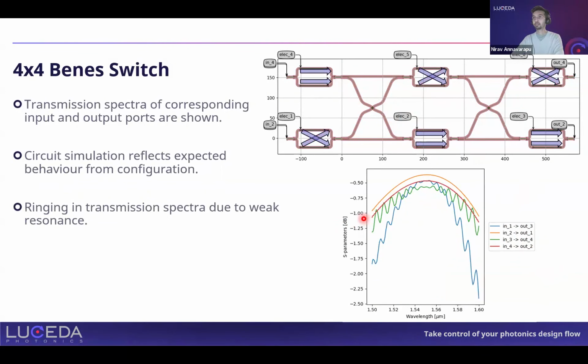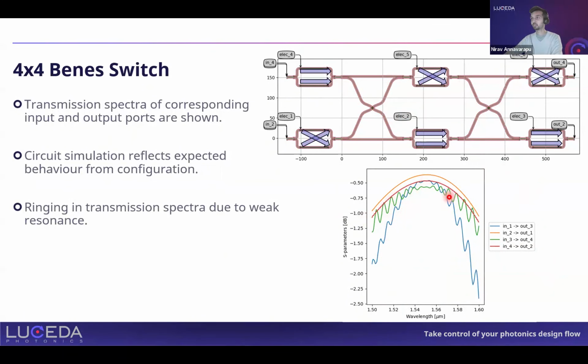All the inputs transmissions from the input ports arrive at the expected output ports of the circuit. The transmissions are almost equal, with some marginally lower transmissions for the other input channels owing to extra insertion losses.